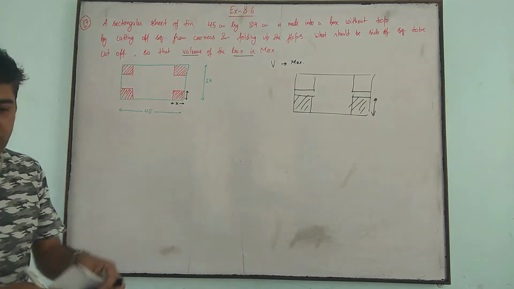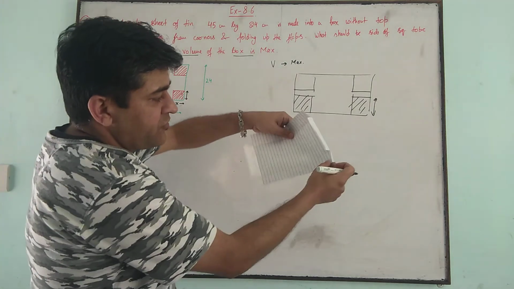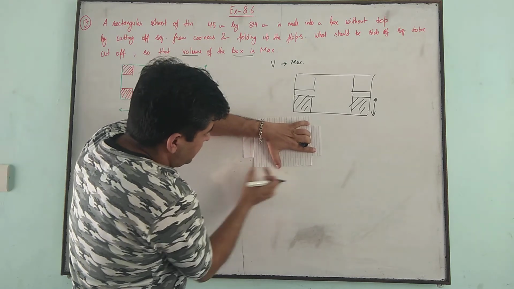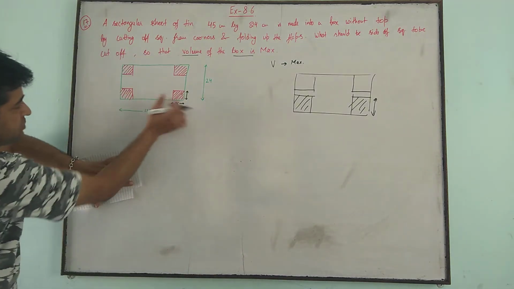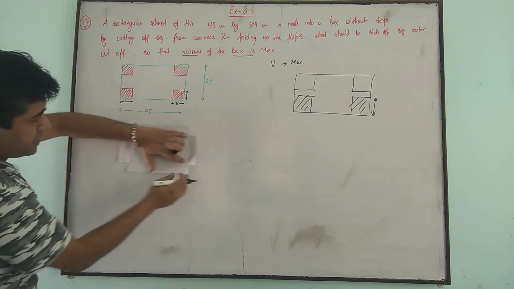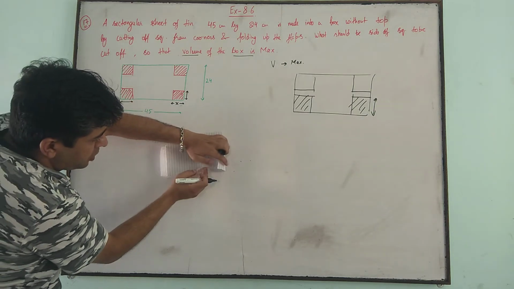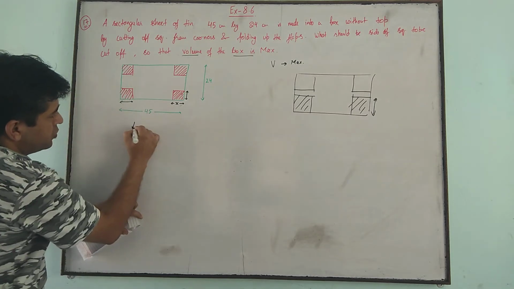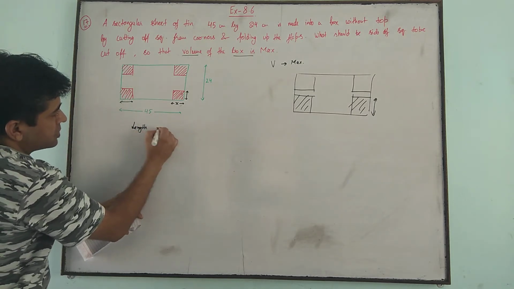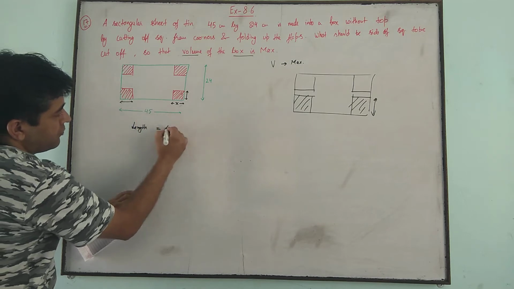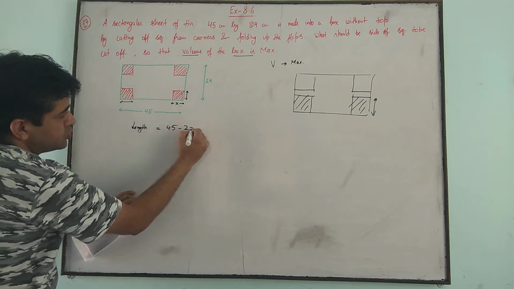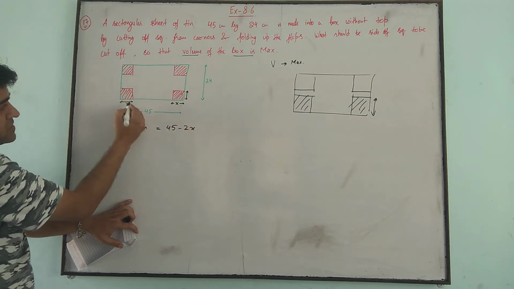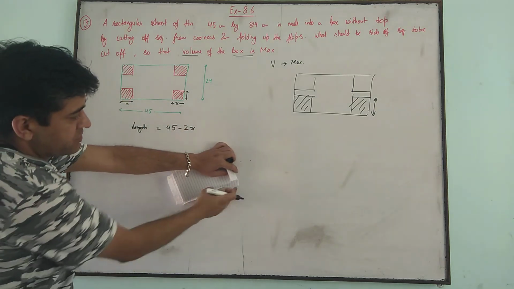Now if we are cutting x from here, x from here, x from here and x from here, and then we are making the box like this, then what will be the length of the box? So length of the box will be 45 minus 2x, isn't it? This is 45 minus x minus x. 45 minus 2x will be the length.